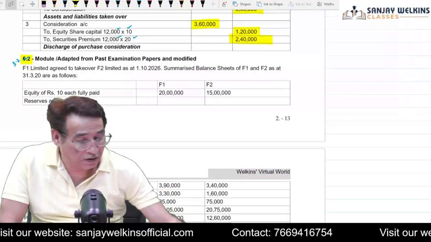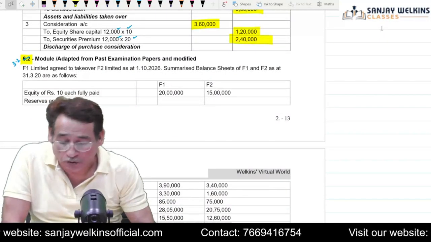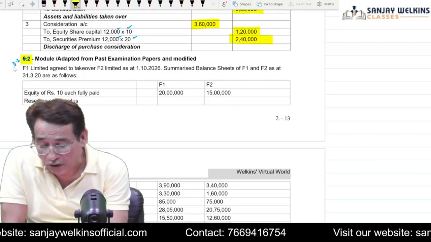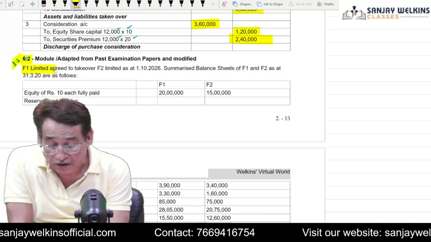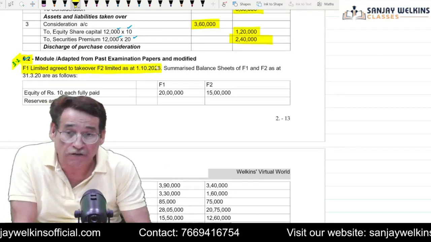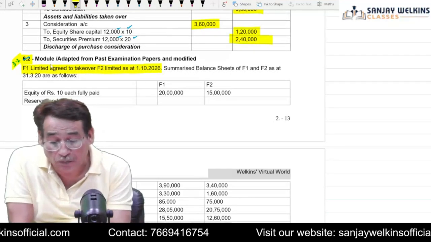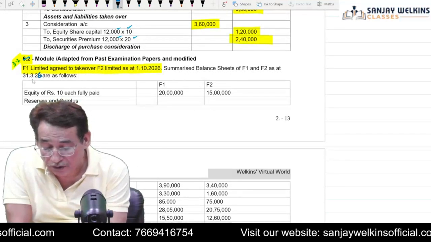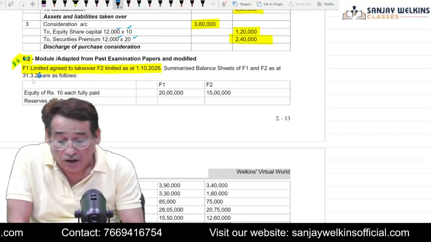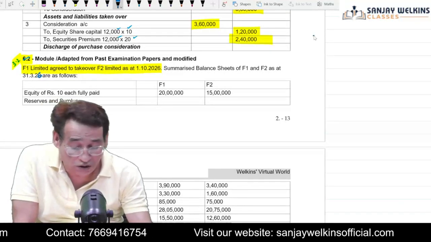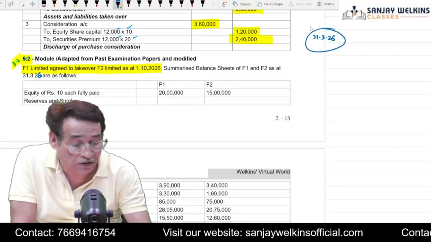Welcome again. So, after having completed up to 3.1, now we are moving over to 3.2. Just pay attention to this particular question. Here it is written F1 Limited agreed to take over F2 Limited on 1/10/2026. The balance sheet of both these companies on 31/3/2026, kindly correct it, is given to you. This is the date of the balance sheet.